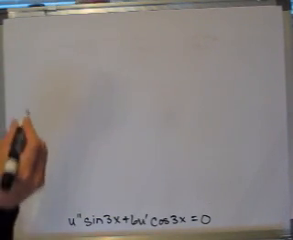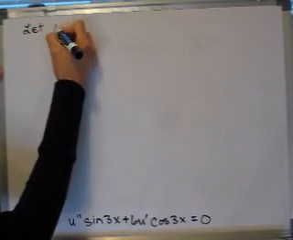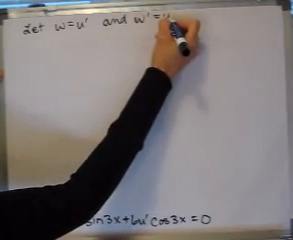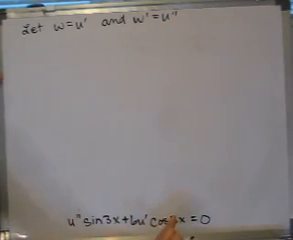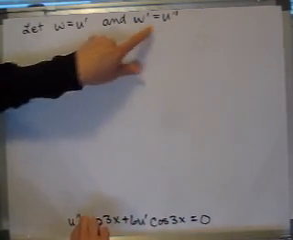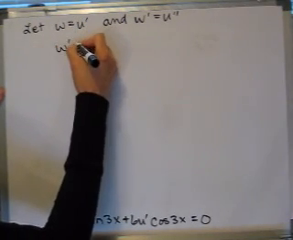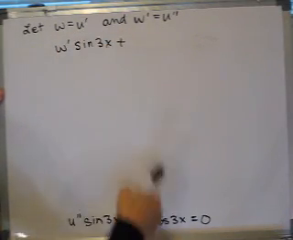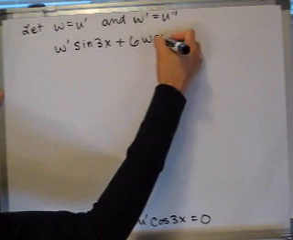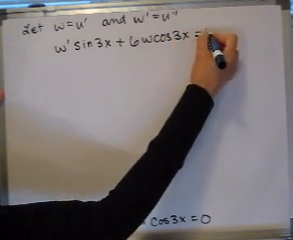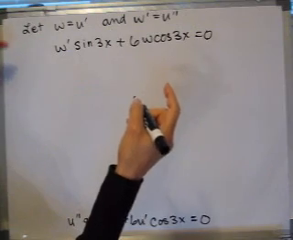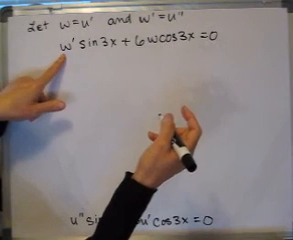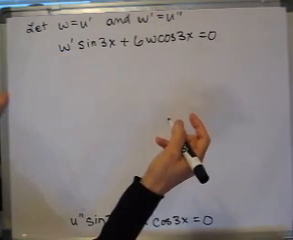If I make the substitution, if I let w equal u prime, so w is a function, and then w prime will equal u double prime, into this differential equation, what I'm going to get is u double prime is w prime, so I get w prime times the sine of 3x plus u prime is w, so I get 6w cosine of 3x is equal to 0. What I've actually done is reduced my problem from working with a second order differential equation to a first order differential equation. Notice the highest order here is 1, so that's where the name reduction of order comes from.